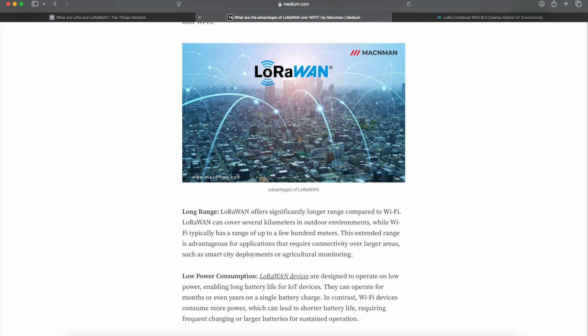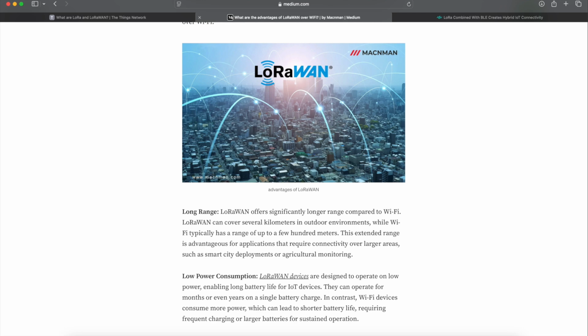Long range. LoRaWAN offers significantly longer range compared to Wi-Fi. LoRaWAN can cover several kilometers in outdoor environments, while Wi-Fi typically has a range of up to a few hundred meters. This extended range is advantageous for applications that require connectivity over larger areas, such as smart city developments or agricultural monitoring.